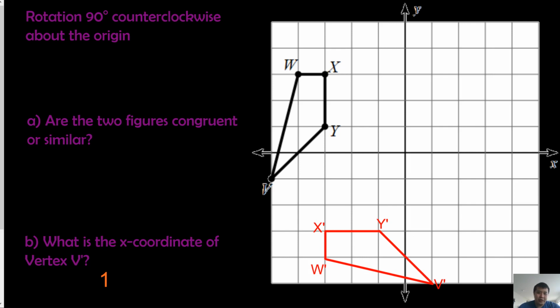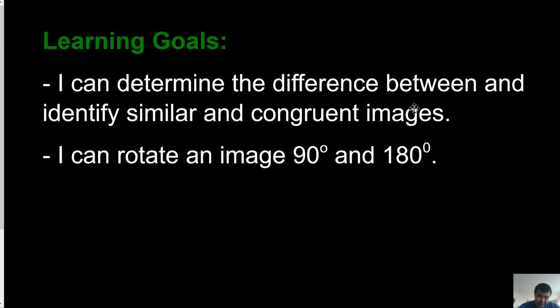Going back to our learning goals, you should be able to determine the difference between and identify similar and congruent images, and know how to rotate an image 90 and 180 degrees. If you feel confident with those two things, go ahead and try the practice.